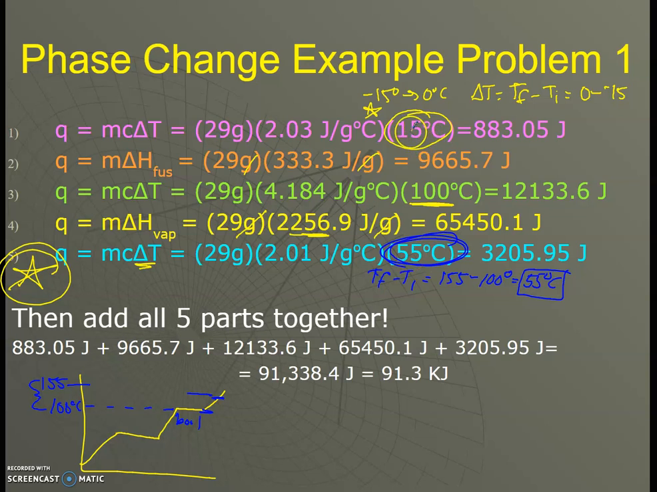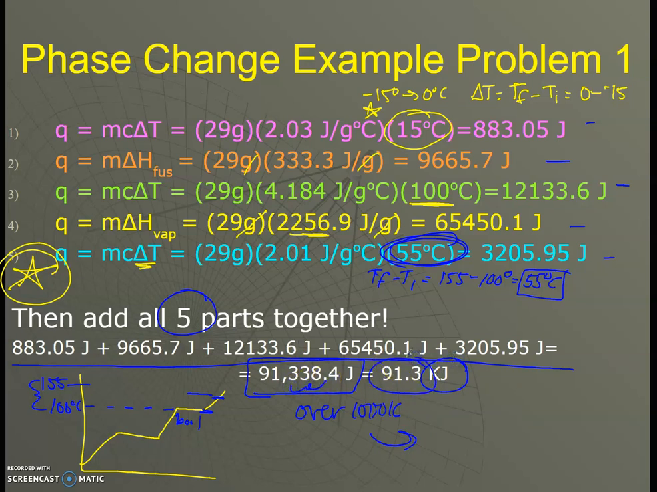All of those should be positive together. Once you get all 5 of these numbers, add all 5 parts up, and then you get 91,338 joules. If it is over 1,000, convert to kilojoules by moving the decimal place 3 times. 91.3, that's what we do in polite circles. So that is how you do a 5-step phase change example calculation.